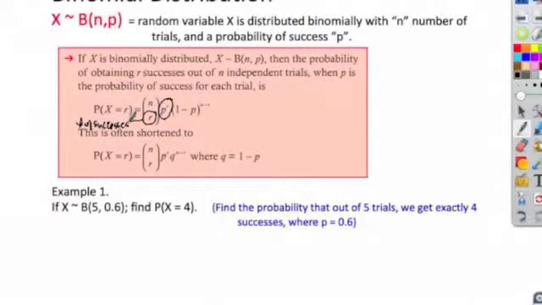And sometimes we can replace the 1 minus p with q, for example, and then the formula reduces to nCr of the probability of success raised to the number of successes, the probability of failure raised to the number of failures. Where p again is probability of success, q is the probability of failure.